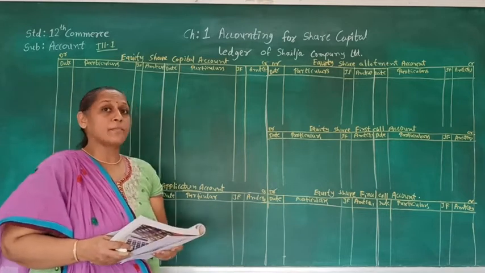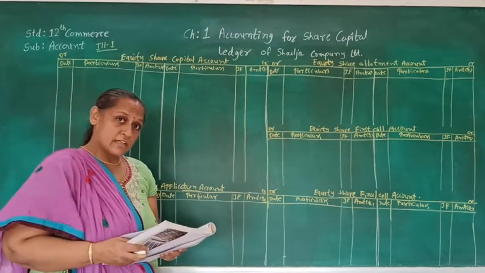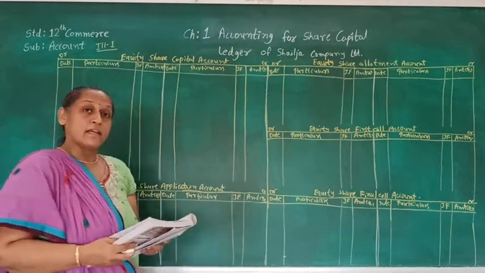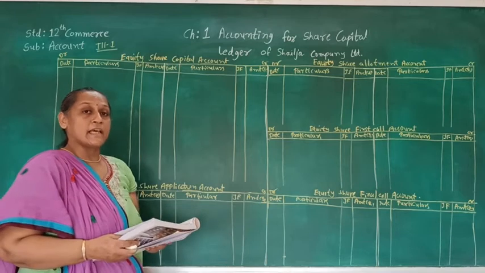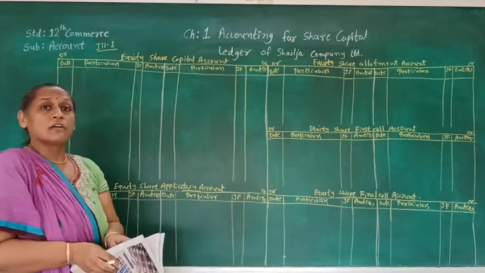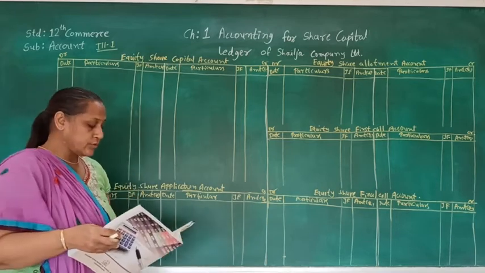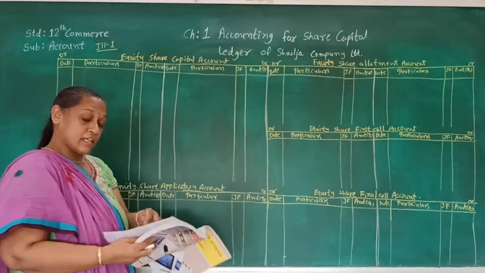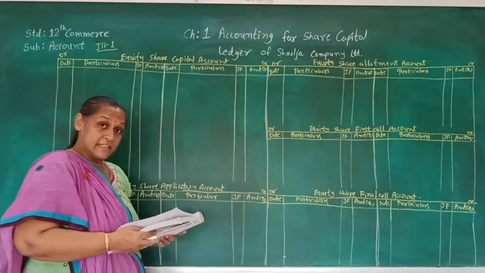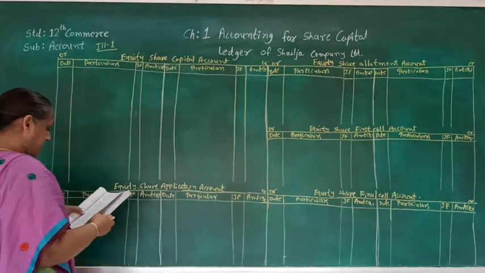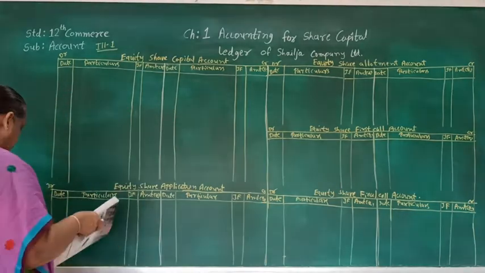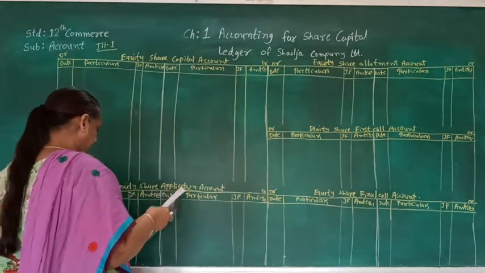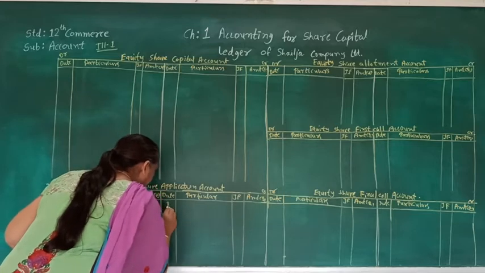Here we have to prepare the bank account. The transactions related to the bank account we are going to leave. So the first journal entry is bank account debit to equity share application account. Here we haven't prepared the bank account, so straight away we are going to write on the credit side of the equity share application account. We will write first, by bank.